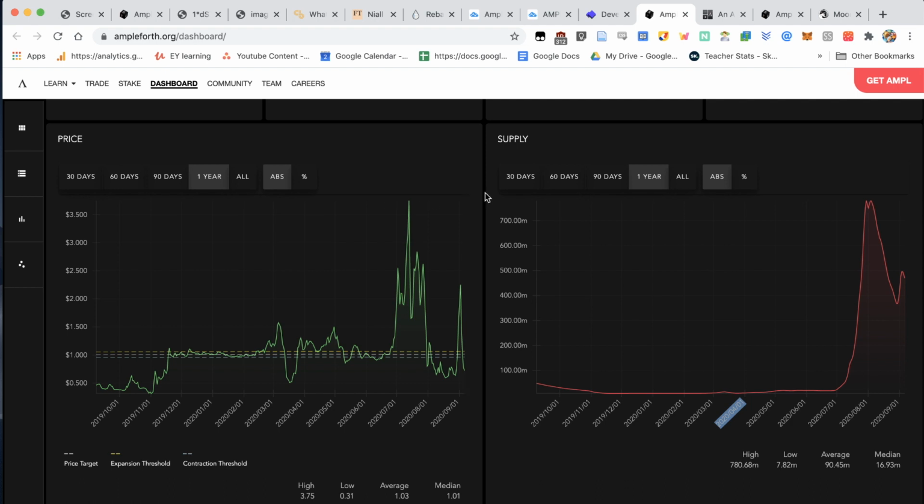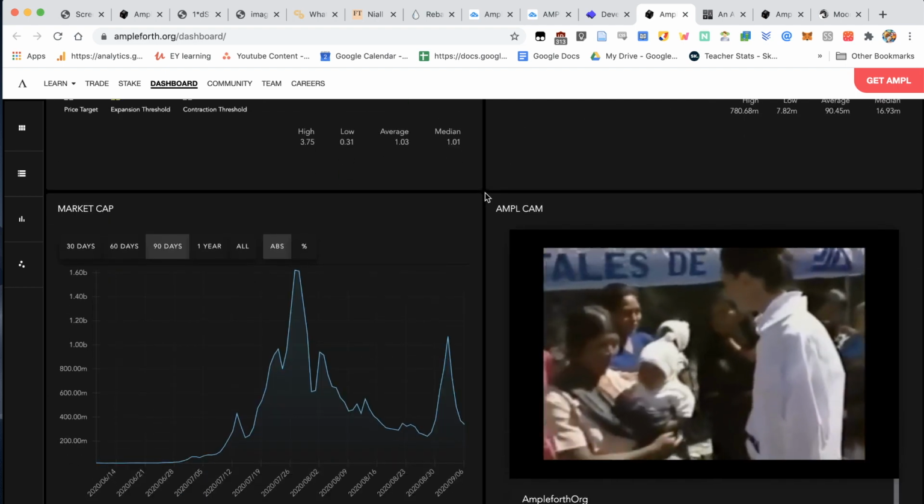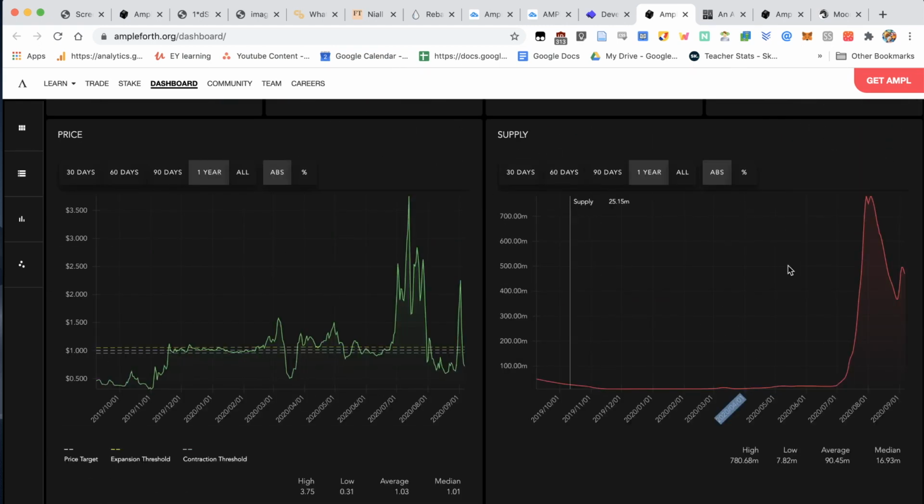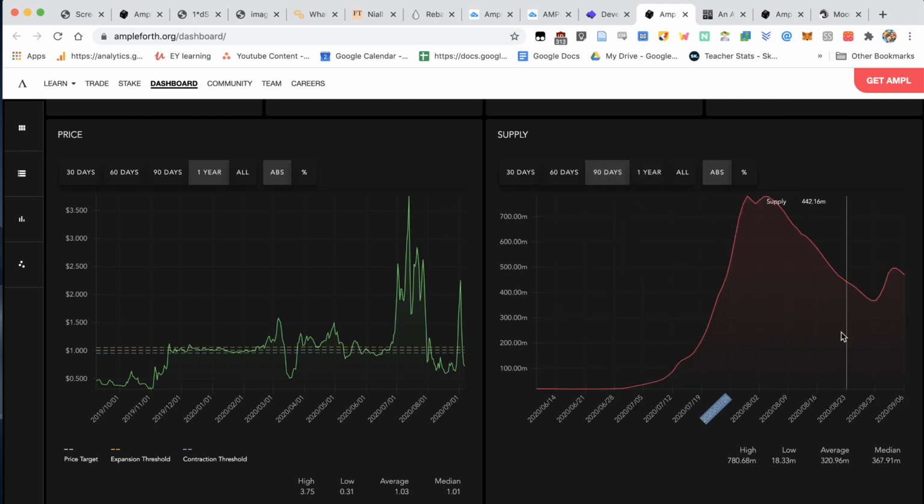Yeah, definitely not good. So if you're interested in buying AMPLEFORTH, what I'd recommend is that you look at the supply and maybe find a moment where the supply is relatively low. You could look at maybe 90 days and definitely look at the 367 million coin supply, as that looks like a support level, and you can check and see if it bounces off of this 367 million coins support level.